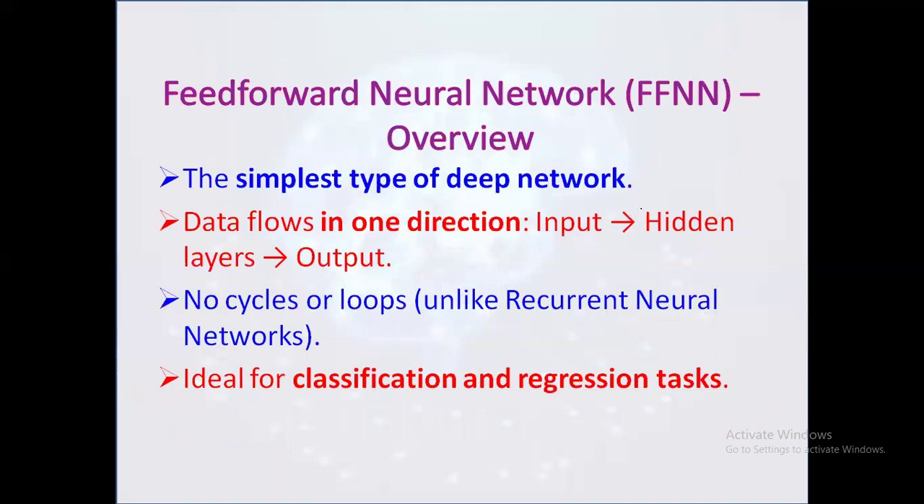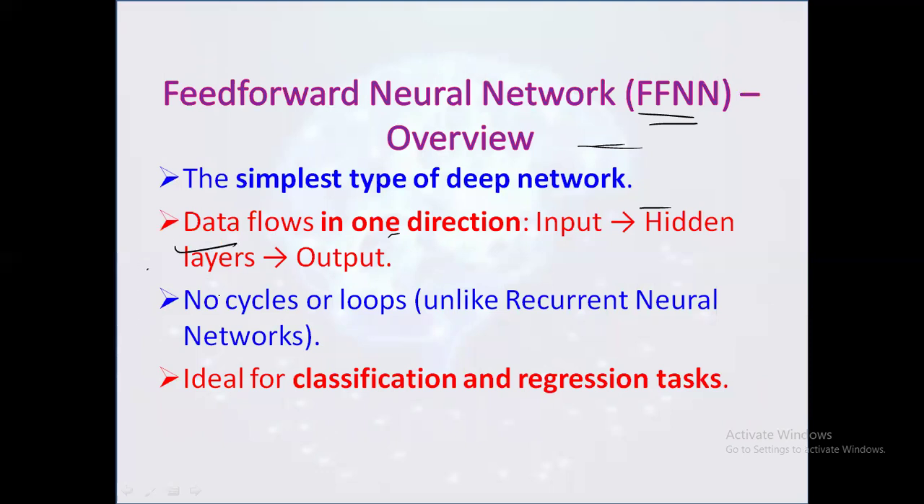Next, the feed forward network, which we call FFNN. FFNN means feed forward network. First, we will see the overview. The simplest type of deep network is the feed forward neural network, the most fundamental and straightforward neural architecture. It serves as the foundation for more advanced models. The simplicity of FFNNs makes them an ideal starting point for understanding how data flows and how neural networks are trained.